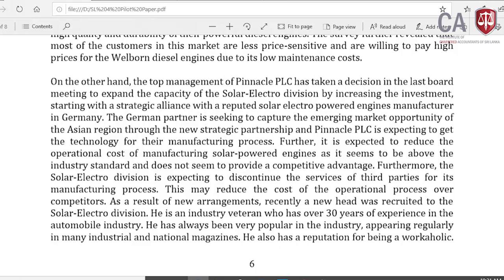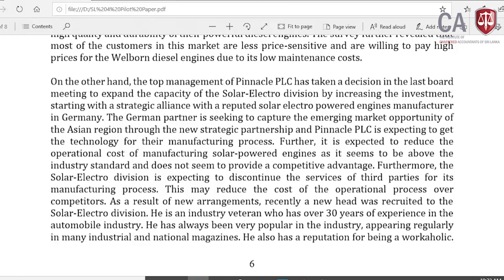The German partner is seeking to capture the emerging market opportunity of the Asian region through the new strategic partnership, and Pinnacle PLC is expecting to get the technology for their manufacturing process. They can get the technology from this German partner. Further, it is expected to reduce the operational cost of manufacturing solar powered engine, as it seems to be above the industry standard. They want to reduce the operational cost.